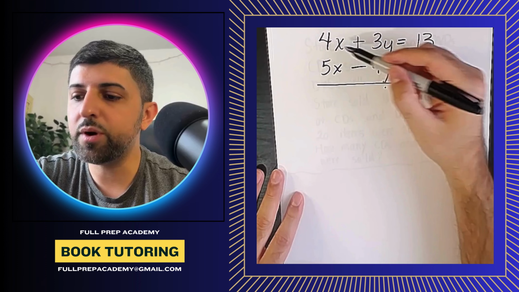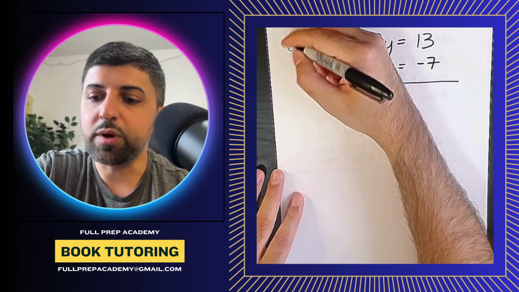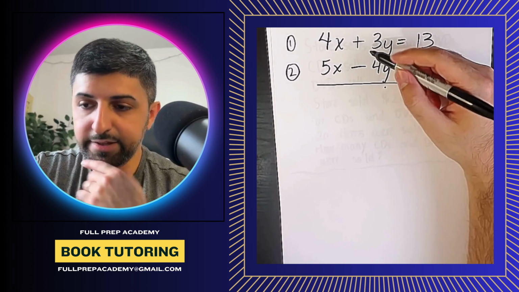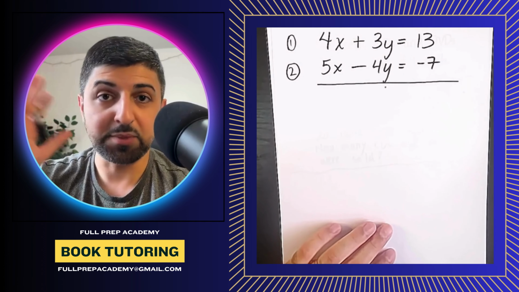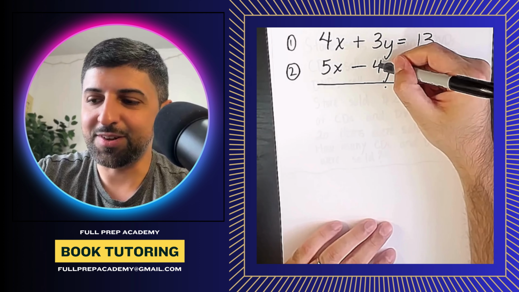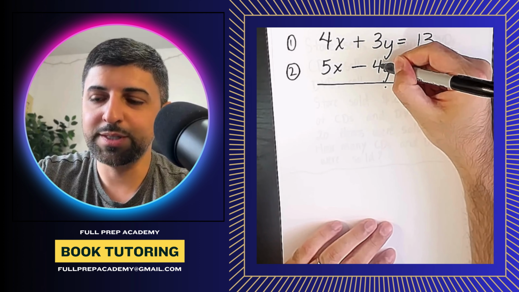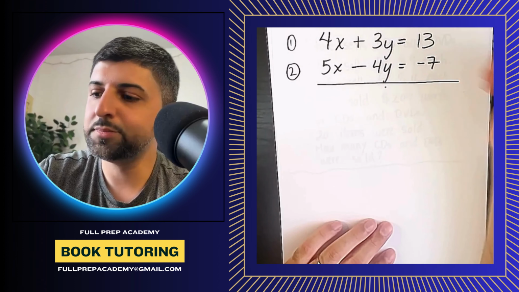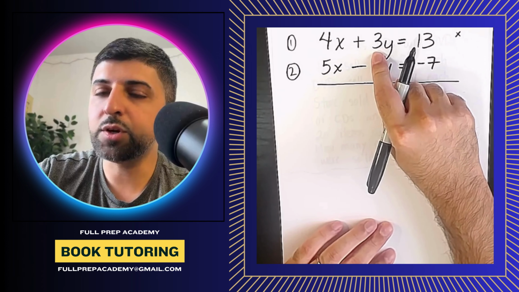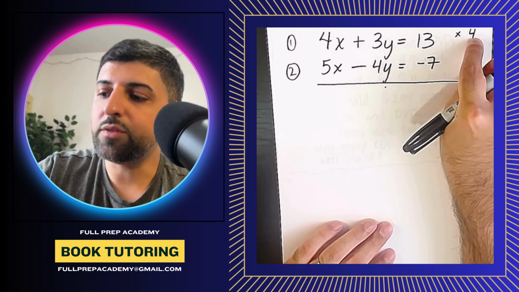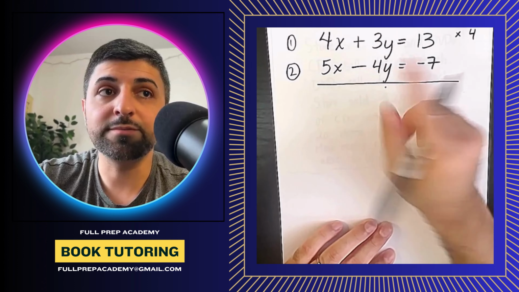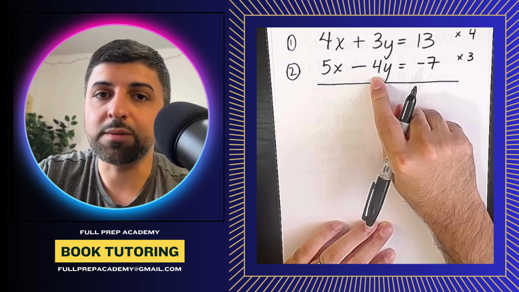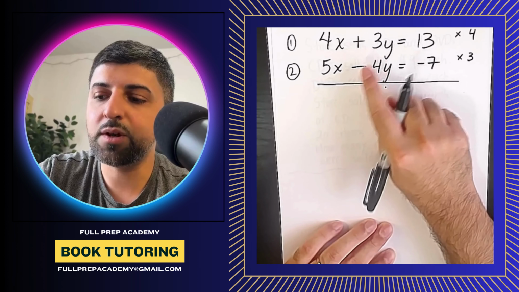So, okay, 4x plus 3y equals 13. Let's call that equation 1. Let's call this one equation 2. And if you notice here, y has an opposite sign, but y in this case does not have the same number, right? It's 3 and 4. So going on to step 2, what's the lowest common multiple between 3 and 4? 12. So let's go ahead and multiply the top equation by 4. And the reason why I do that is because this guy becomes a 12. And let's multiply the bottom equation by 3 so that this guy also becomes a 12. So by the end of it, I'll have plus 12 minus 12.